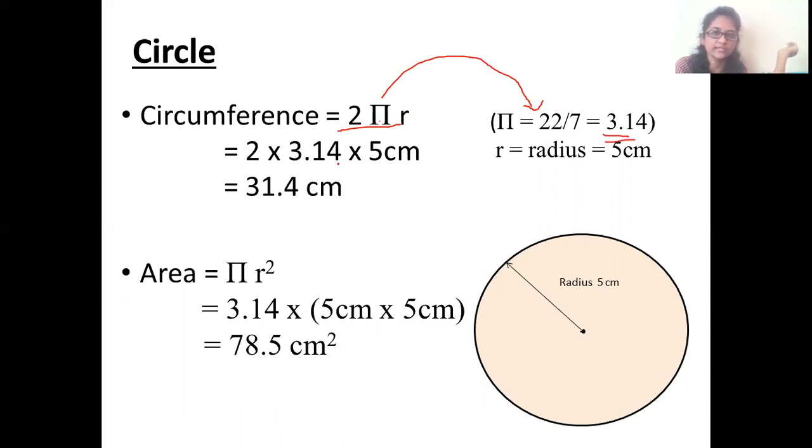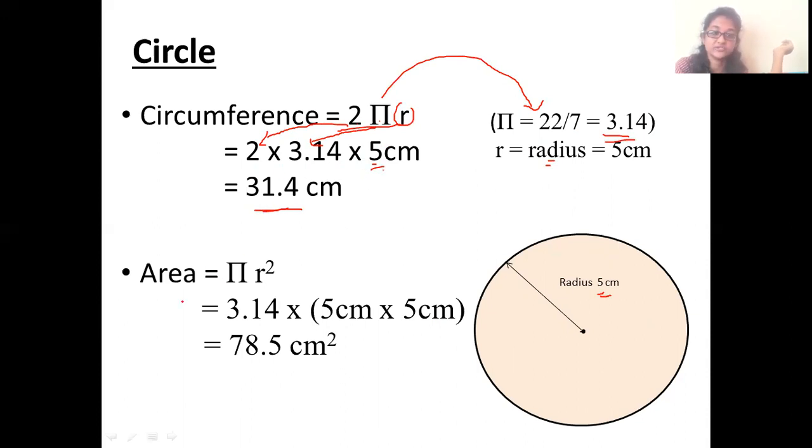Now we can substitute them here. 2 is here, pi is 3.14, and r is the radius. For this circle the radius is 5 centimeters. We substitute that, multiply these three, and we get 31.4 centimeters.